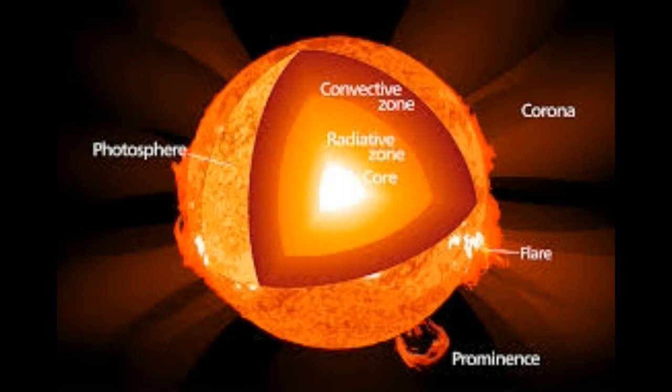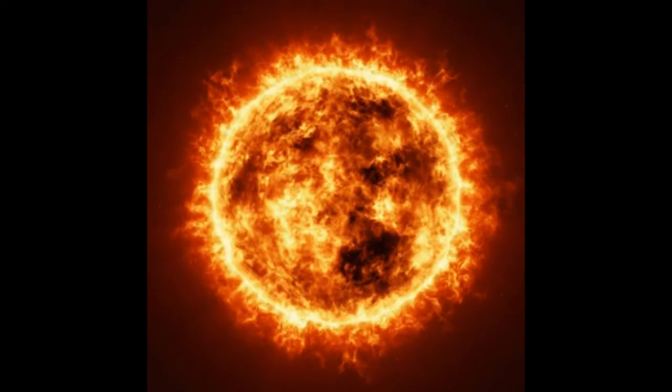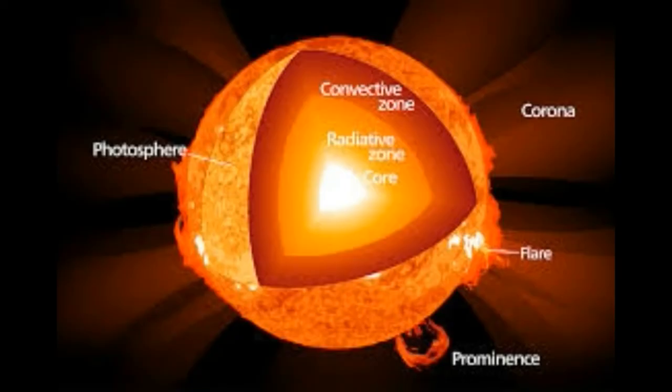Transition region. The transition region is a very narrow layer between the chromosphere and the corona, where the temperature rises abruptly from about 8,000 to about 500,000 Kelvin.